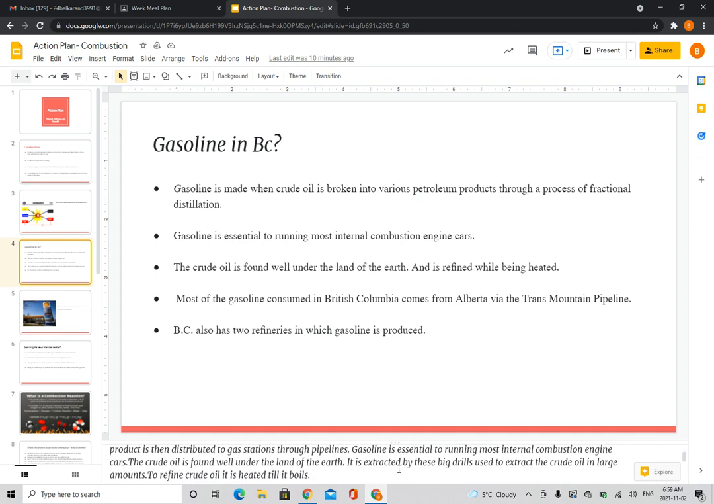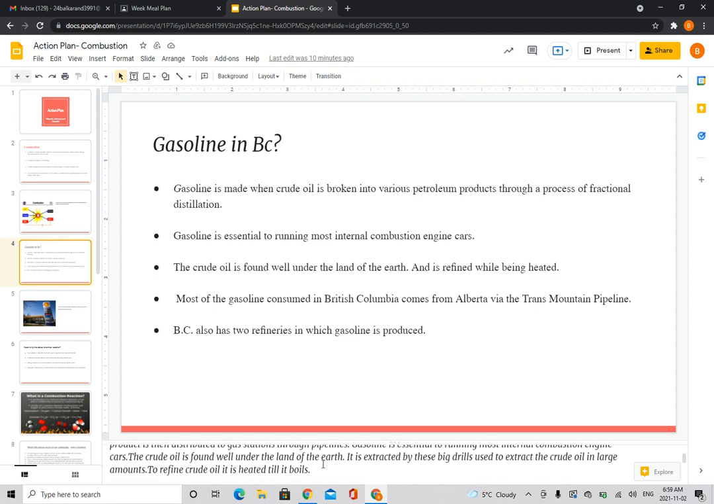The crude oil is found well under the land of the earth. It is extracted by these big drills used to extract crude oil in large amounts. To refine crude oil, it is heated till it boils.